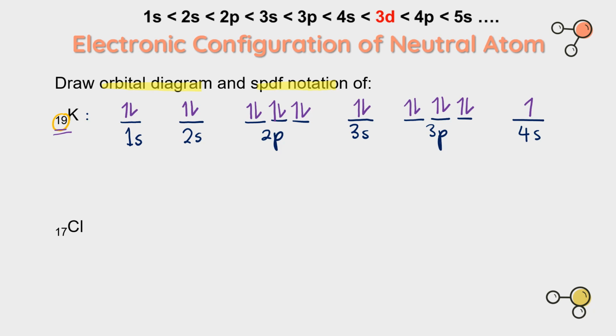So please bear in mind, in drawing this orbital diagram, you have to label the orbital at the bottom of the orbital diagram, and the amount of electrons must be labeled on top of these orbitals.